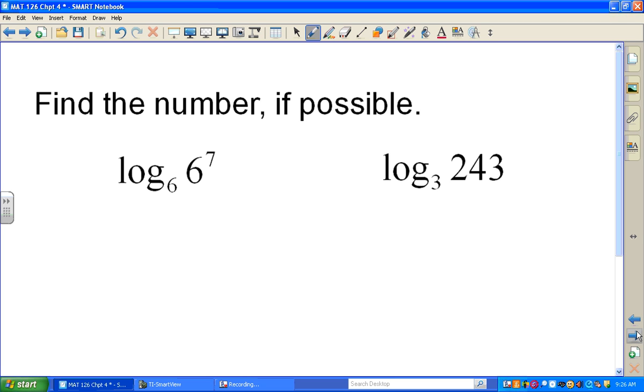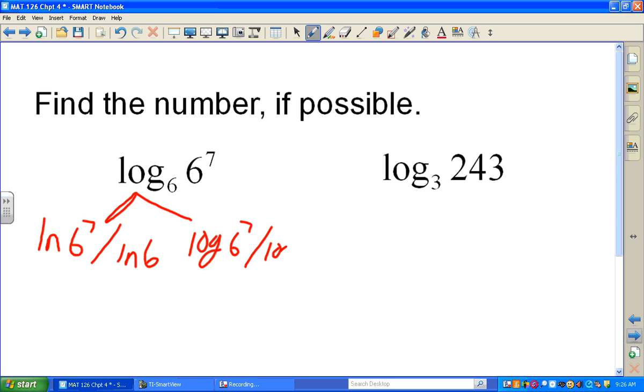We did this. We can do it the college way. We can do it the high school way. The Greek way: the natural log of 6 to the 7th divided by the natural log of 6. The high school way: log of 6 to the 7th divided by log of 6.